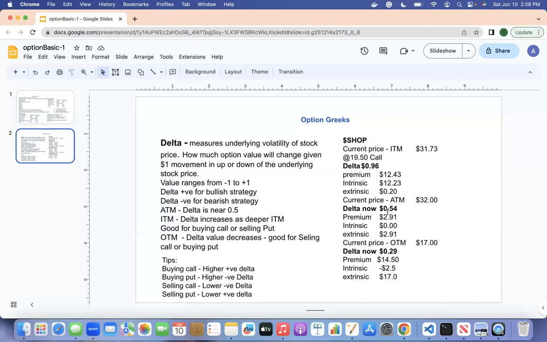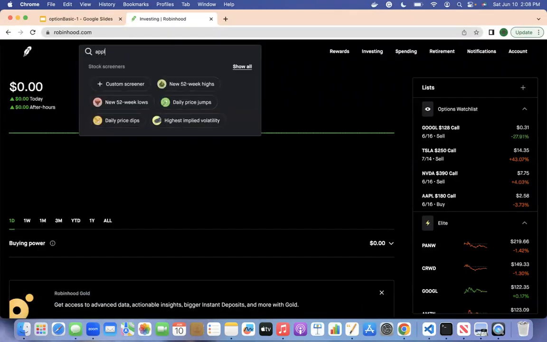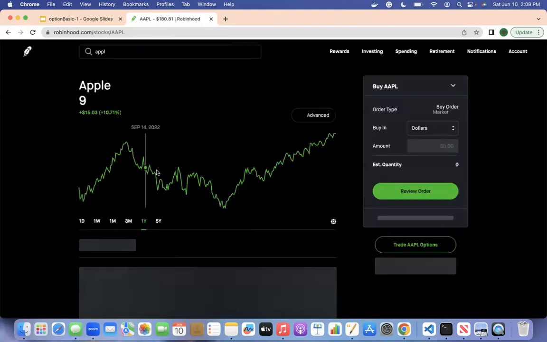So that is how a call is very good if you choose a delta that is close to 1, at least between, I would say, 0.9 and 0.95, and choose the right premium based on that, and you'll do better. You have a better chance to make money. So let's go to Robinhood and show some of the examples there and understand how buy call and sell call works.